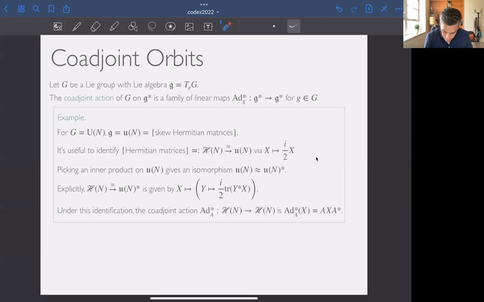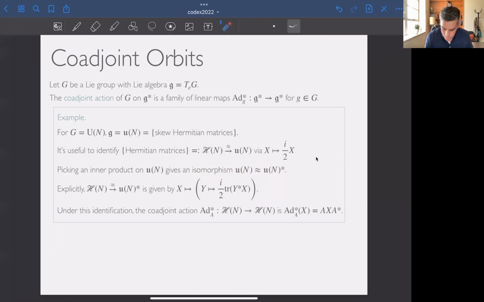But then what's more, of course, this is just a general thing. If I pick an inner product on the Lie algebra, then I can identify the Lie algebra with the dual of the Lie algebra. And in particular, let's use the obvious choice of an inner product here. That gives me an identification, combining these two things, of Hermitian matrices with the dual of the Lie algebra. Whatever, it's given by this formula, but you can ignore that. The point is I have a very precise identification of these two things.